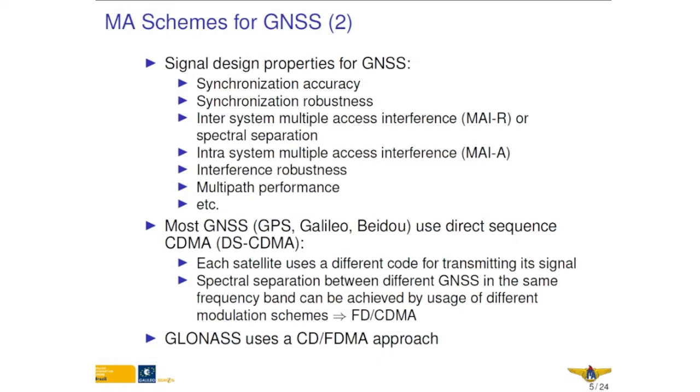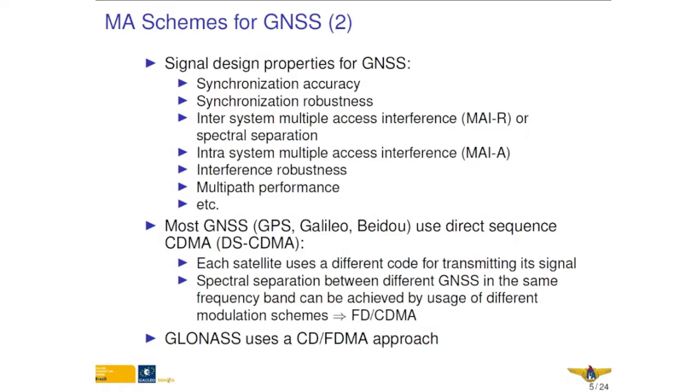Inter-system multiple access interference, so MIR or spectral separation are important. Inter-system interference means interference between different global navigation satellite systems, so the interference between GPS and Galileo, the interference between GPS and Beidou, and so on. Then also the intra-system multiple access interference, MIA, has to be considered.